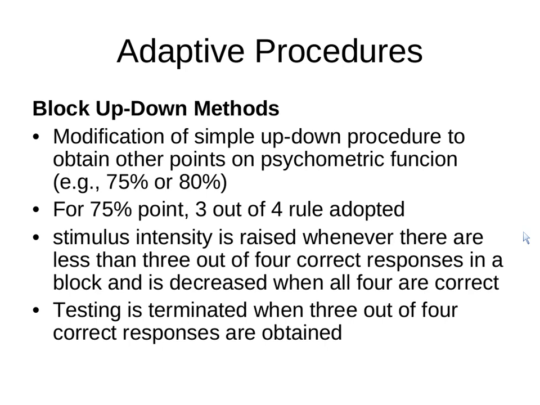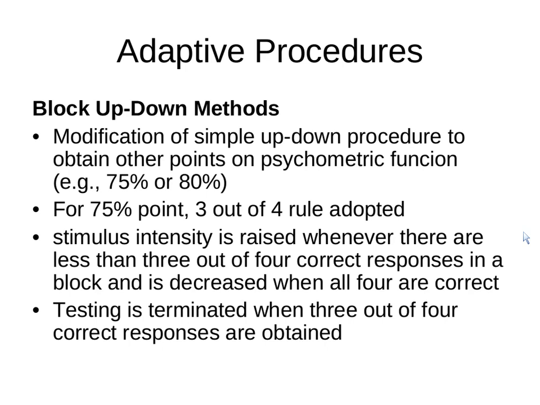So if it were 75% as an example, then you'd want to have this 3 out of 4 rule, where stimulus intensity is going to be increased whenever there are less than 3 out of 4 correct in a given block, and decreased when all 4 are correct. If you wanted to change it to the 80% point, then it would be 4 out of 5. You just modify that rule slightly to 4 out of 5.